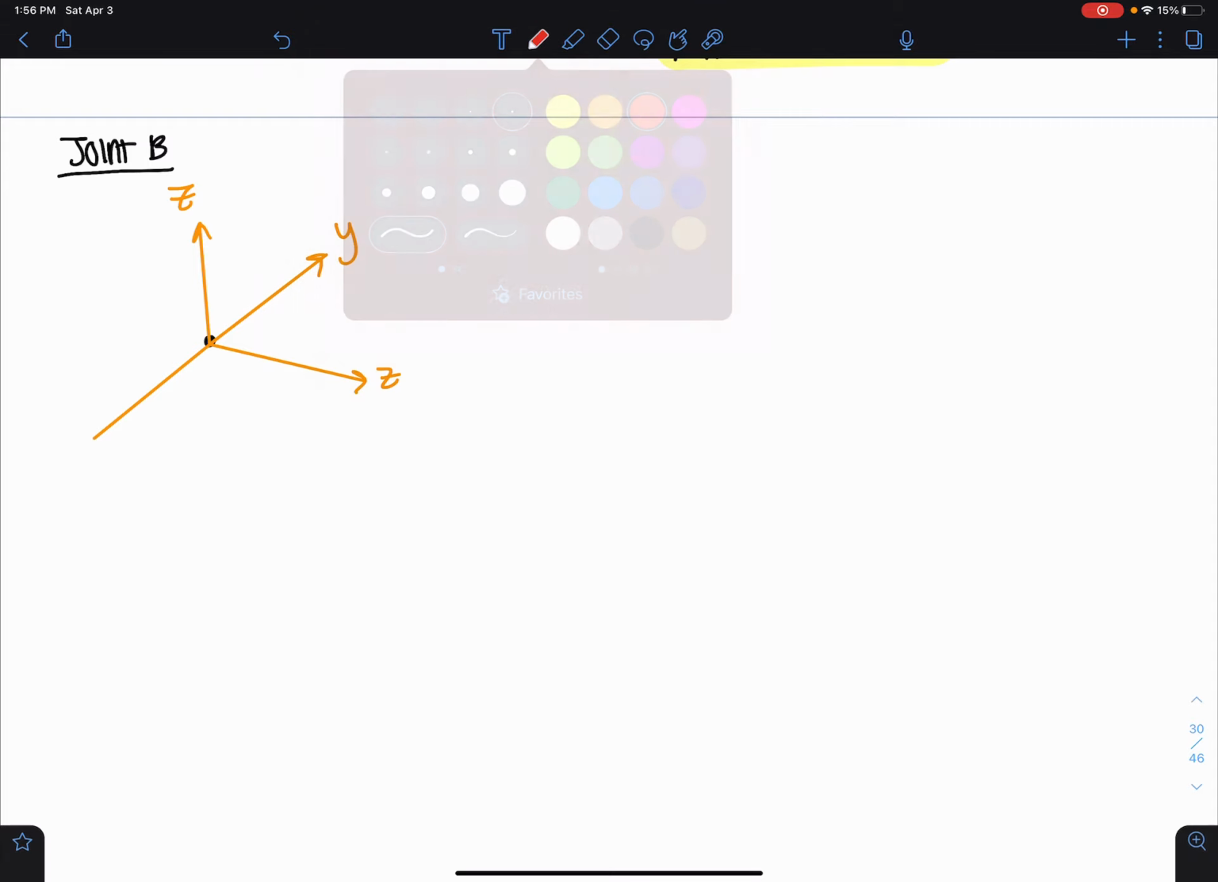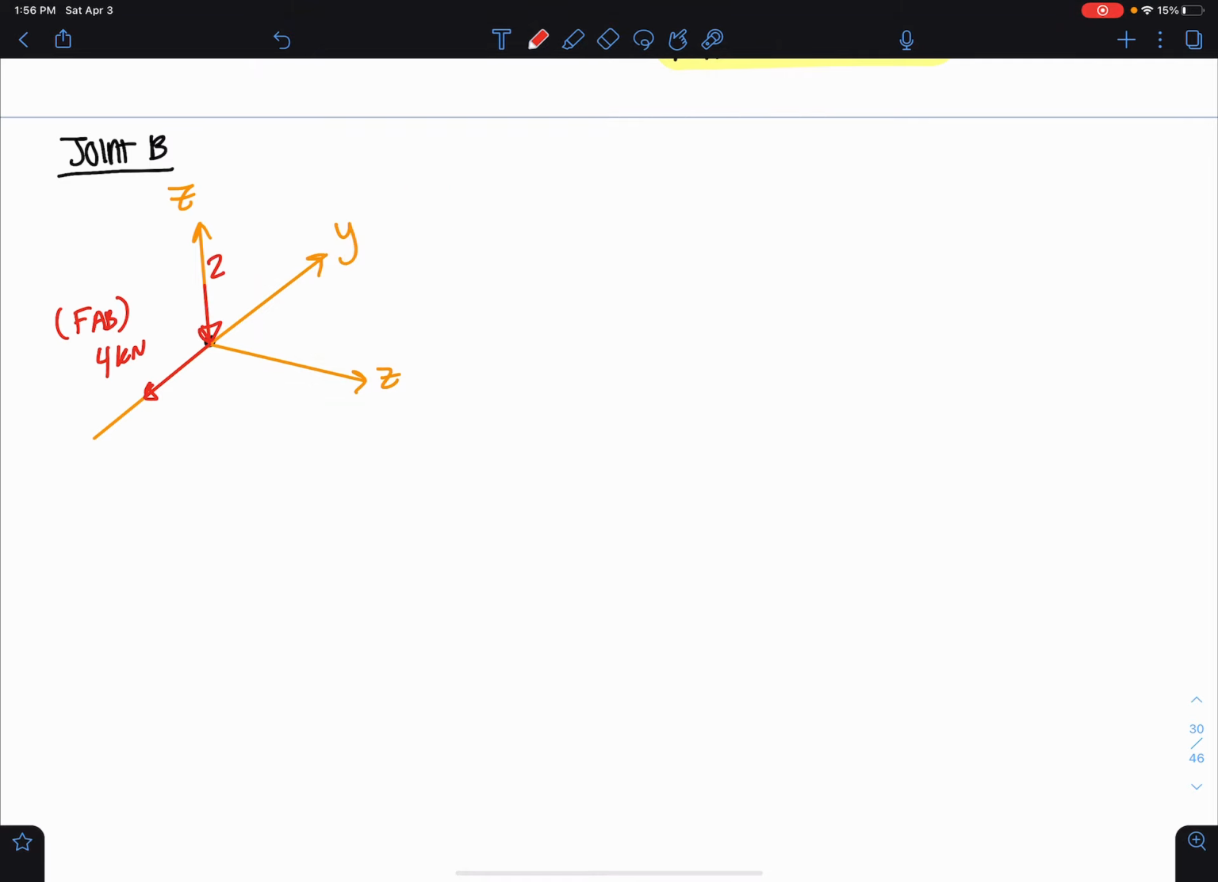Okay, so I have 4 kilonewtons acting in this direction. This is that force, remember, FAB, that I already solved for. Right? I have 2 kilonewtons pushing down at joint B. This is joint B. I forgot to write it here. And then I have 3 unknown forces. I have FBE. I have FBD. And I have FCB as well.